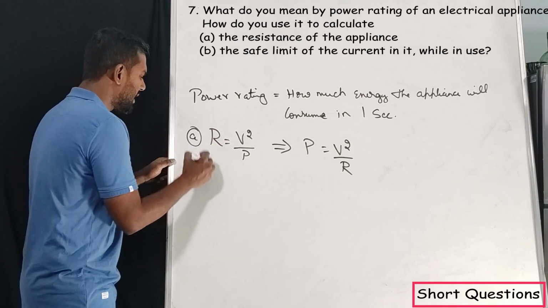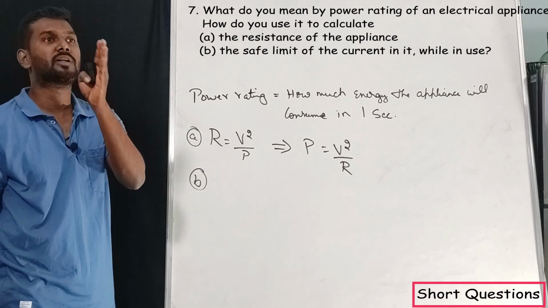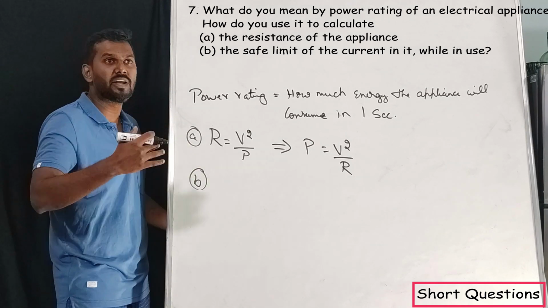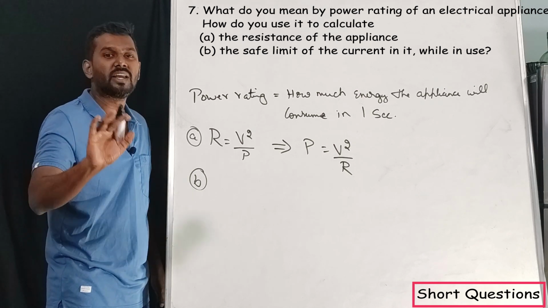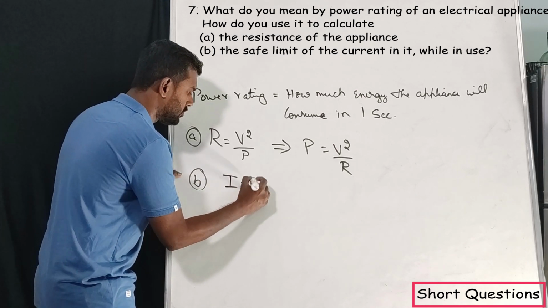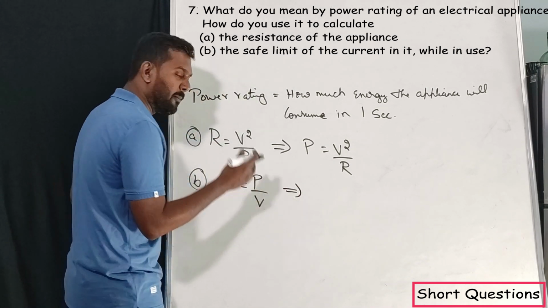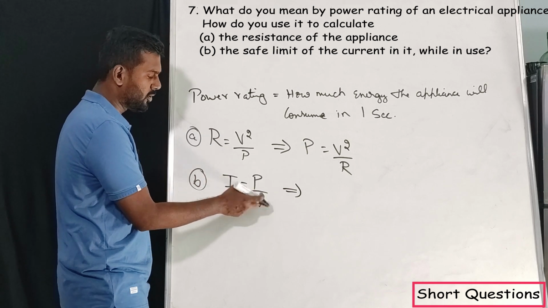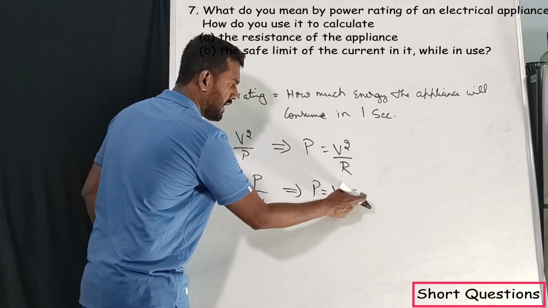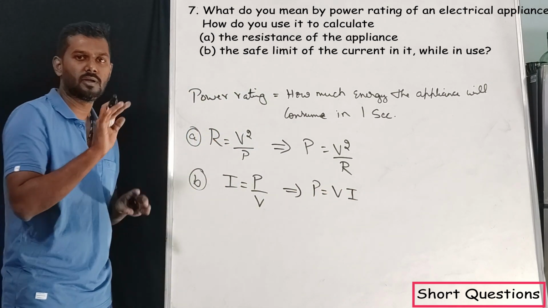Okay. Second sub question, calculate the safe limit of the current in it while in use. Don't worry about all these things. We need to find the safe limit of current. We need to find current. That's it. So I is equal to P by V. How we got this one? Very simple. Main primary formula for power, voltage and current is P is equal to V into I. We need I, right? Send this V that side. Multiplication will become division. That's it.